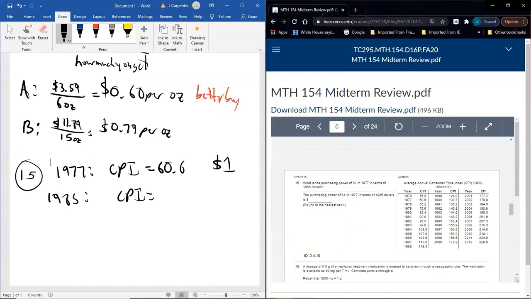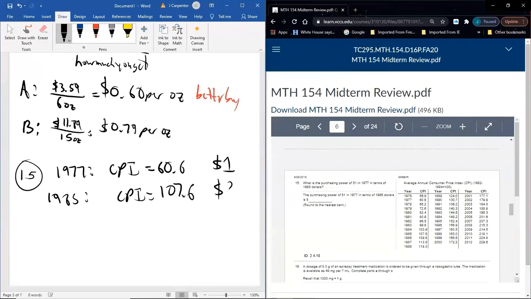Fun things like concerts and movies tend to get more expensive. Consumer necessities like your fruits and veggies tend to stay flat or even go down. Milk went down significantly over time, unless you're buying organic. All right, so 1985, that CPI was 107.6.